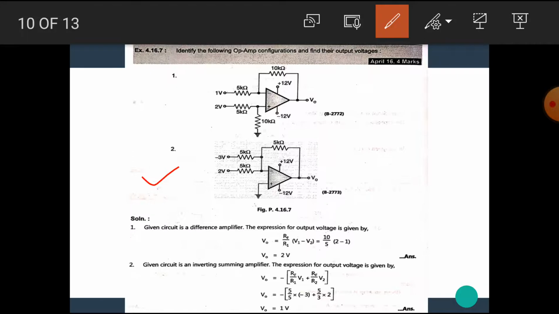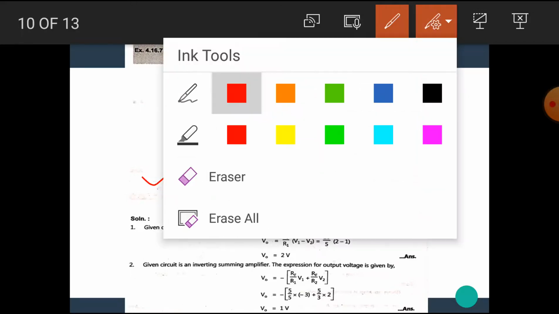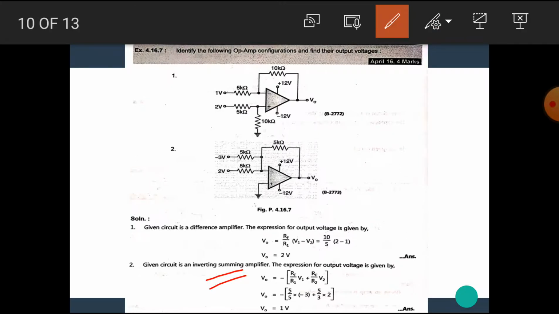Similarly, in second diagram, we can see here are two input signals connected to the inverting terminal. Hence, it is the op amp as a summing amplifier or adder, or we can say that it is the op amp as an inverting summing amplifier. Therefore, the output expression is given by V out is equal to minus Rf upon R1 into V1 plus Rf upon R2 V2. Here both resistors have the same value, hence Rf upon R1, that means 5 upon 5, its value is 1.